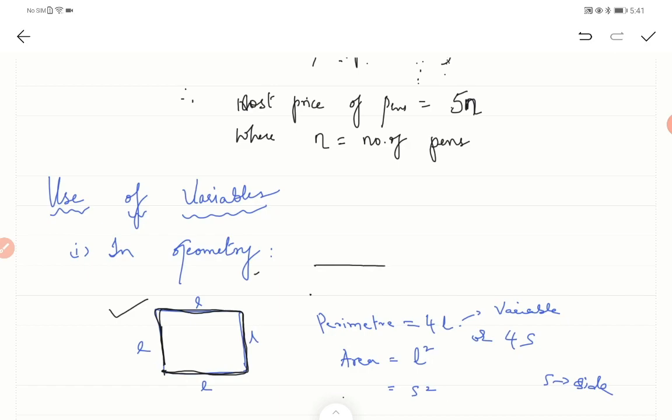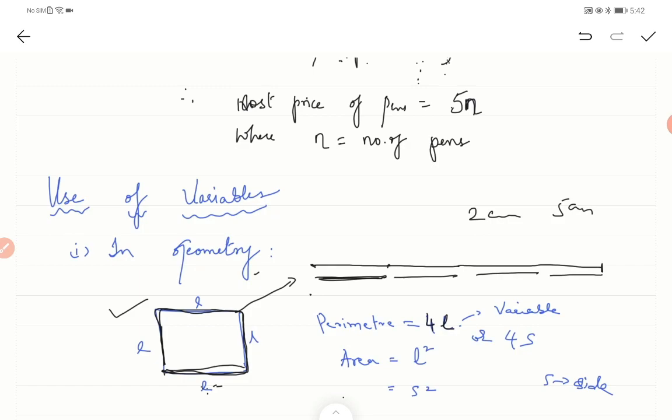So L, 2L, 3L, 4L. All this will become the perimeter of your square. This is L, 1L, 2L, 3L, and this will be 4L. So my formula will be, in general, 4L. I don't know what this length is, so it can be anything. It can be 2 centimeter on this one side, it can be 5 centimeter, it can be anything.